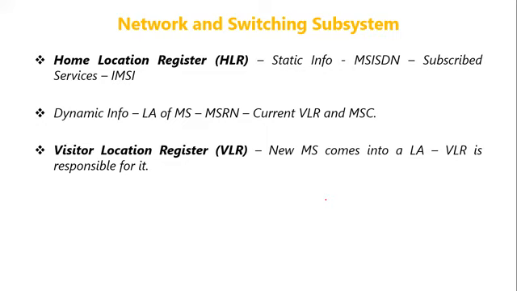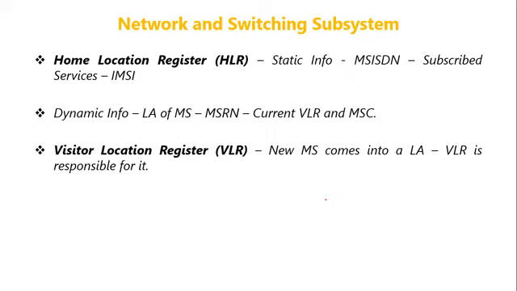The dynamic information includes the current location area, the LA, of the mobile user, and the mobile subscriber roaming number. If the user is roaming, he will have a different number. That number is called the MSRN, the mobile subscriber roaming number.